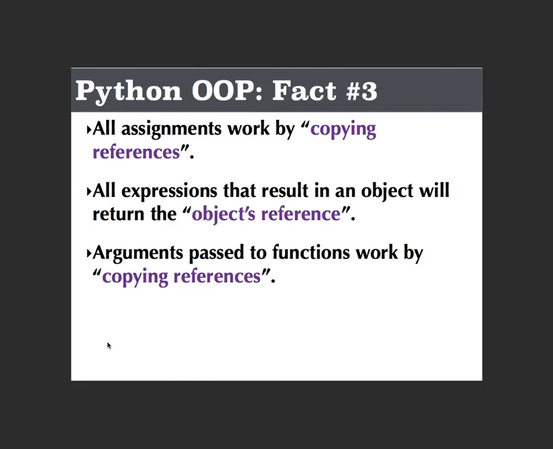All expressions that result in an object will return the object reference. That is, on the right hand side, if you have an expression which results in some value, the value is nothing but an object ultimately. All values are wrapped in some object. The object reference is what is returned, not the object by itself. And all arguments passed to functions are done by copying references. To prove this, I'll show you another example.